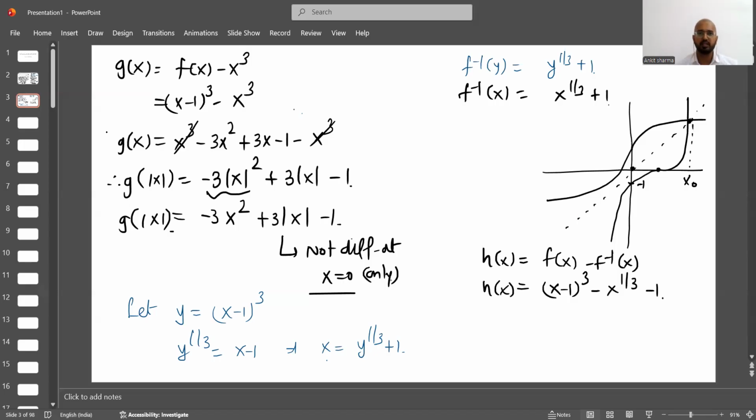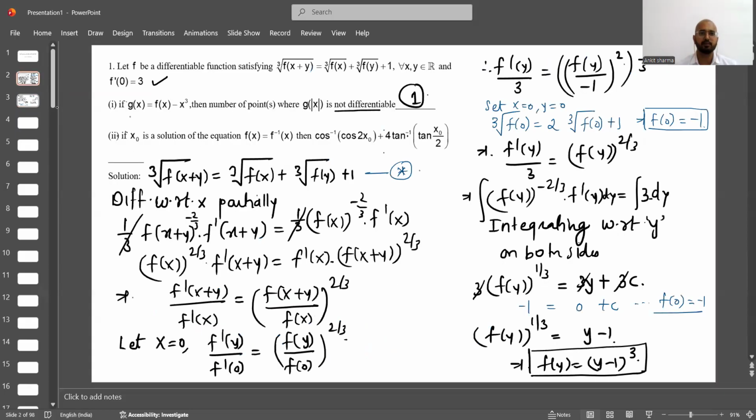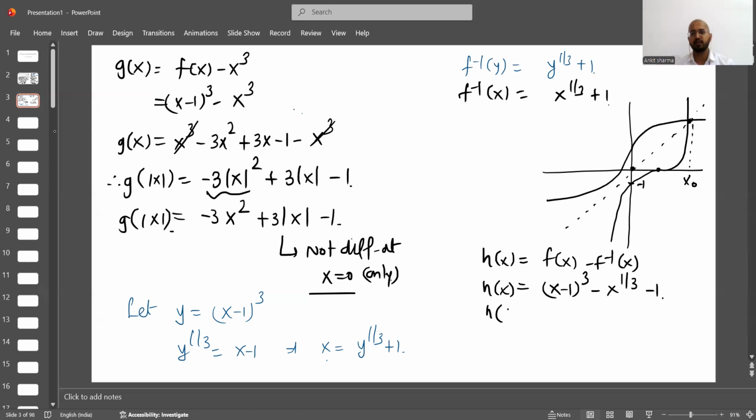We can apply the intermediate value property and just see where this x naught is, because ultimately we want the nature of x naught, which is the solution of this equation. Because we have cos inverse of something and then tan inverse, we need to see what this is going to be. So we can find h of 1, because it's on the right side. Let's start with 1. H of 1 will give me 0 minus 1, which is minus 2. H of 2 will give me 2 minus 1 is 1, minus 1 is 0, so minus 2 to the power 1 over 3. And h of 3 would give me 3 minus 1 is 2 cube, which is 8, minus 1, and then minus 3 to the power 1 over 3, which is positive.